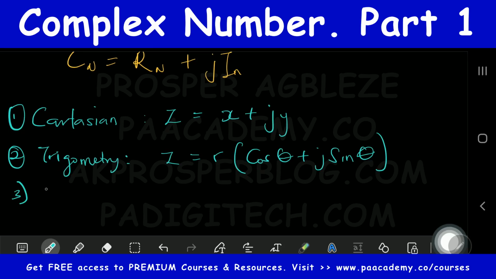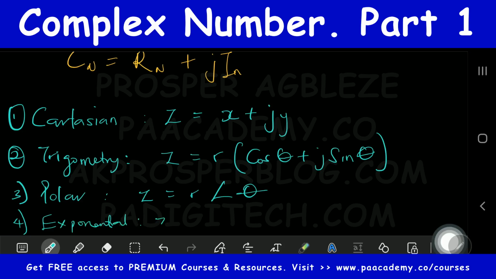And then the third one that we can have is polar form, which is one of the common ones. In polar form, we have our complex number as r at an angle, so whatever the angle is, you write it there. The polar one seems to be common, and the Cartesian. Another one that you can have is the exponential. In exponential, you can have your complex number written as r e to the power j theta.